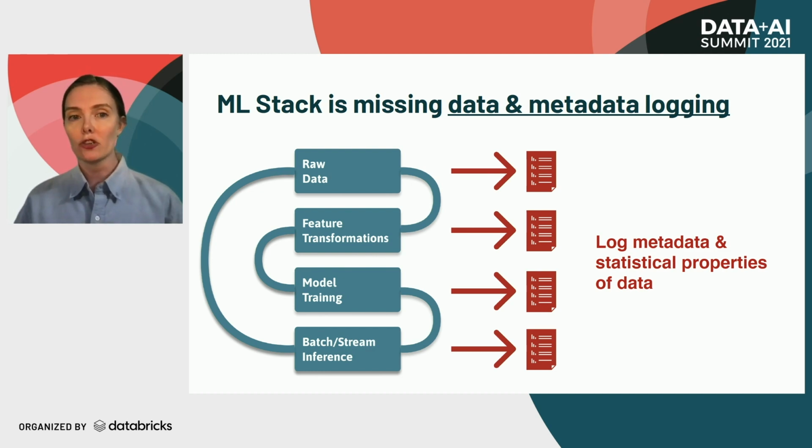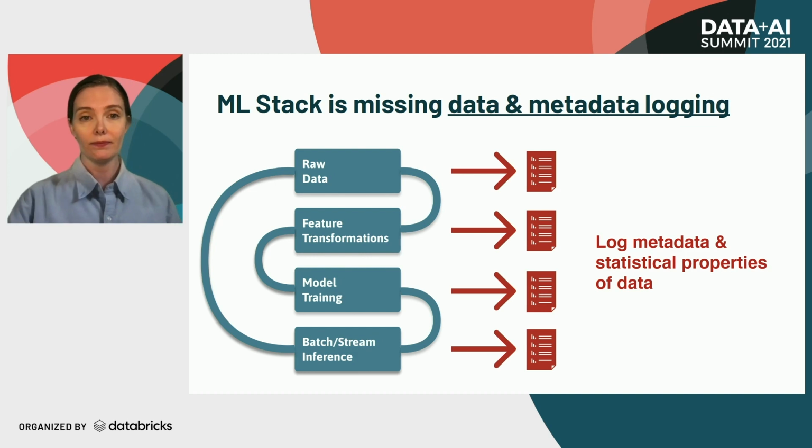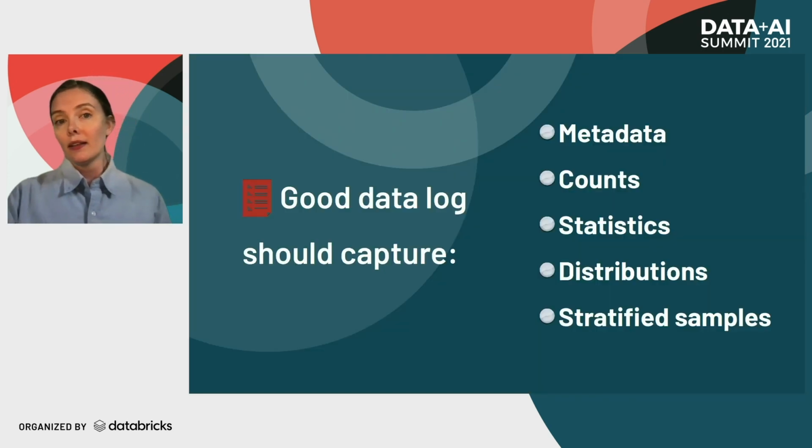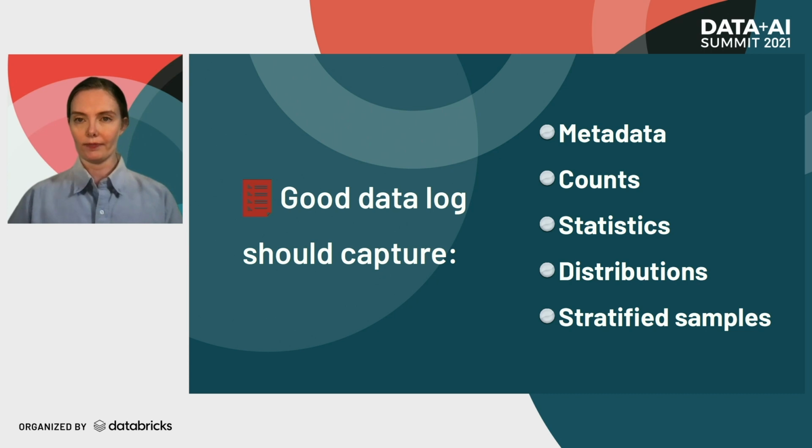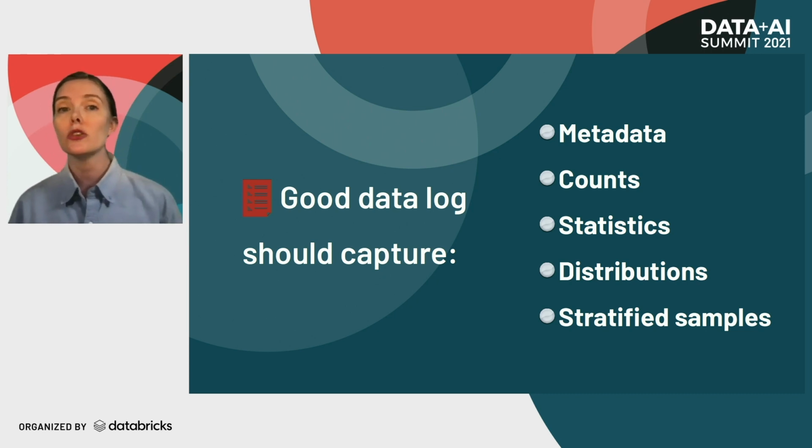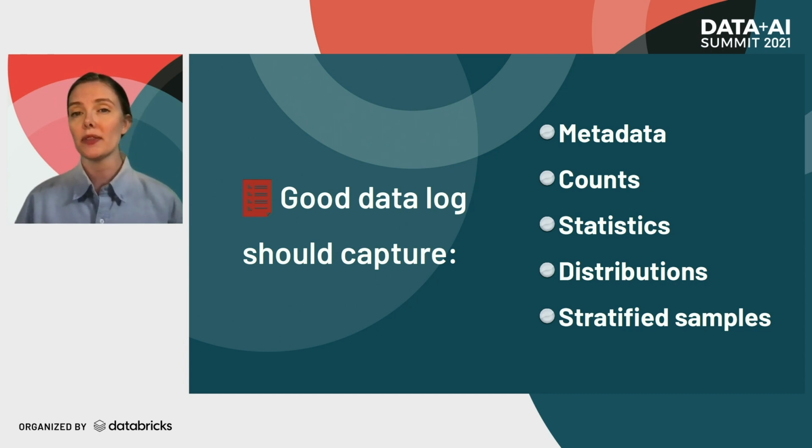Similar to application logs or infrastructure logs, each step in the machine learning stack should generate a data log that captures metadata and statistical properties of each batch of the data processed over time. Let's say we wanted to design such a data log. What would this data log have to capture in order to provide the most utility to the AI practitioner? Well, in my experience, working with dozens of machine learning teams, there are 5 core categories that are most crucial to track for understanding how good your data is.